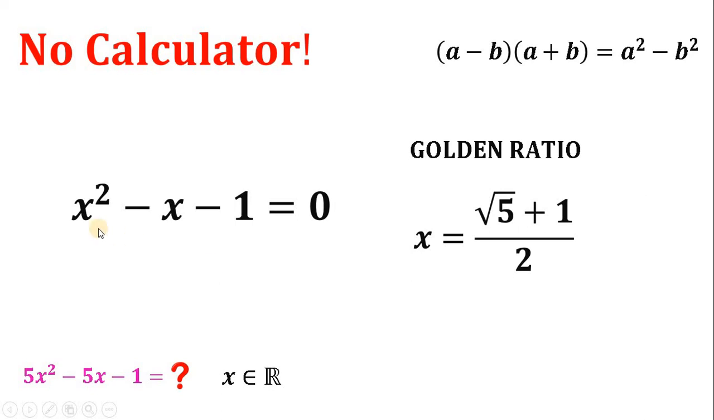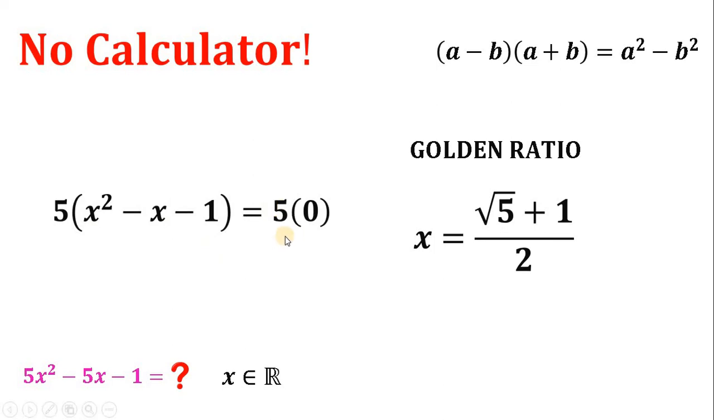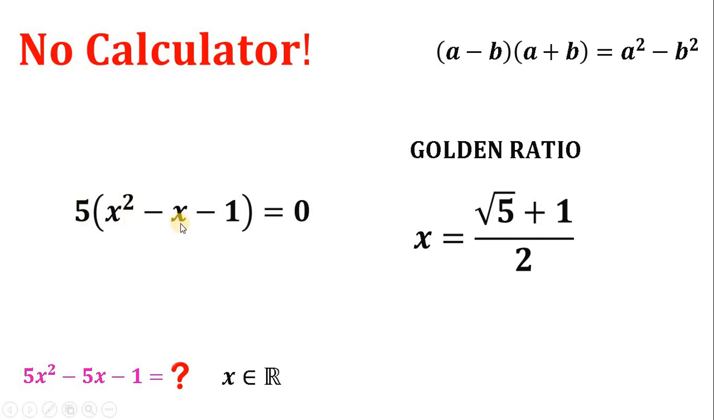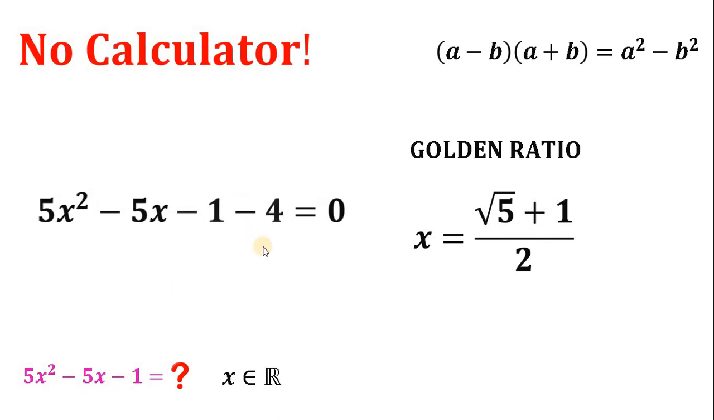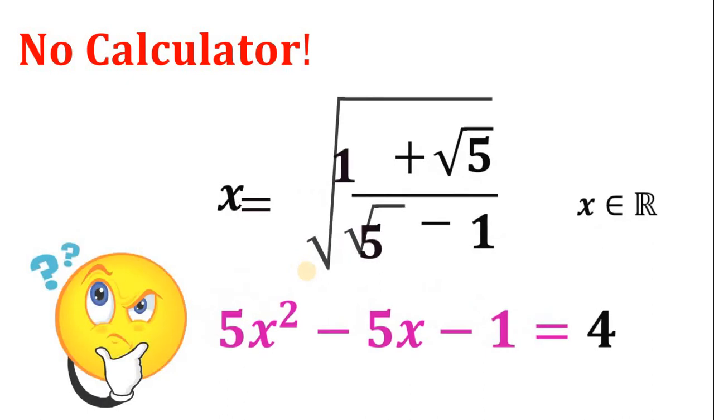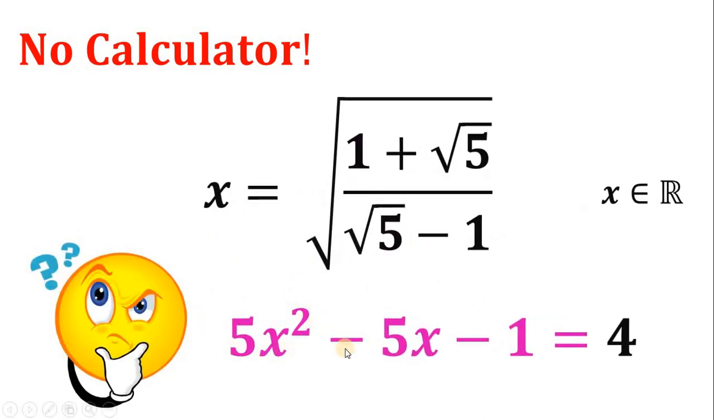So what we're going to do here is to multiply both sides by 5. Like this. Now, 5 times 0 on the right side is just 0. 5 multiplied by x squared minus x minus 1 is just 5x squared minus 5x minus 5. Since we want to find the value of 5x squared minus 5x minus 1, take note that this negative 5 can be written as negative 1 minus 4. Now, if we add 4 on both sides, this will give us the value of 5x squared minus 5x minus 1 as 4.